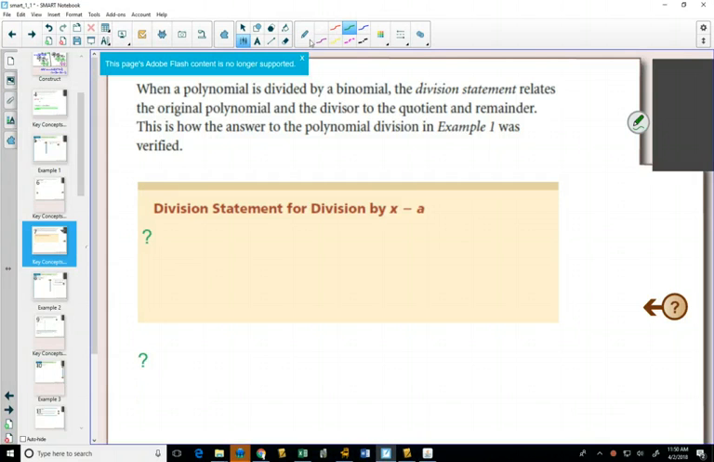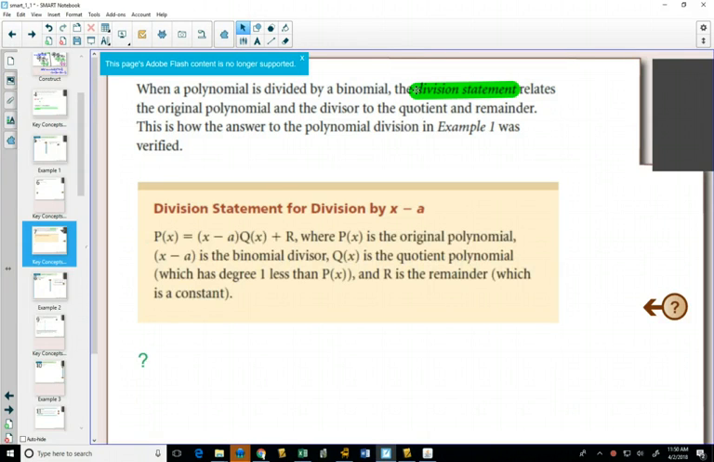Going to introduce something that is called your division statement. And what your division statement is, that idea of what we wrote before, and what we're going to label these things a little bit differently. Whatever polynomial you have is going to be equal to what you're dividing by, what your answer is, which is your quotient, plus your remainder.